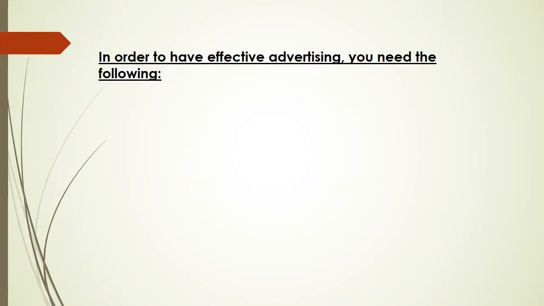So to have effective advertising, you need the following. First of all, you need to know your target audience. Who are you speaking to? Remember earlier in the module, we said that your target audience determines the type of language you use. But here, it's not just the language, it's also going to determine the type of advert, the type of message that you can put out. And here we look at culture.